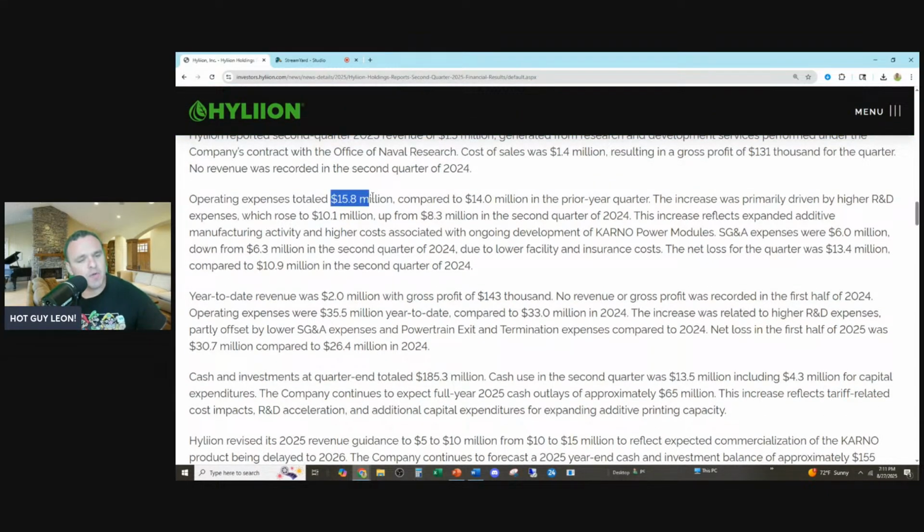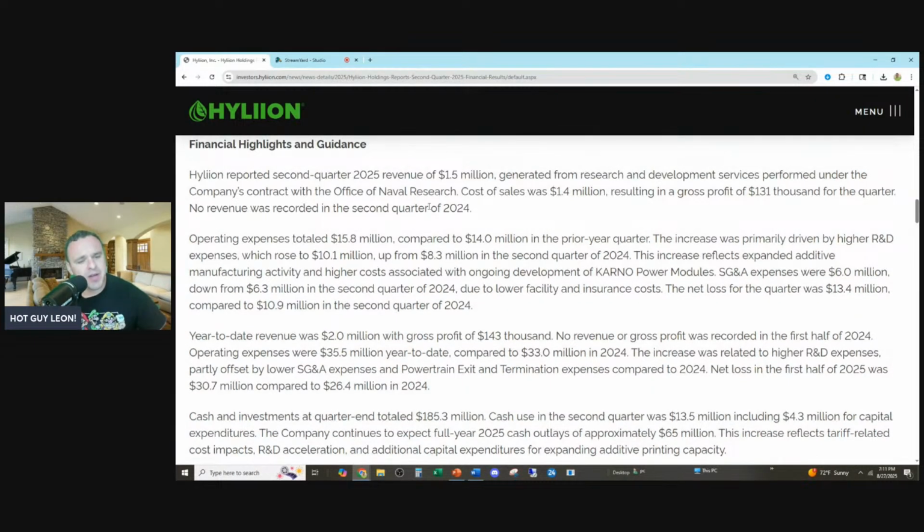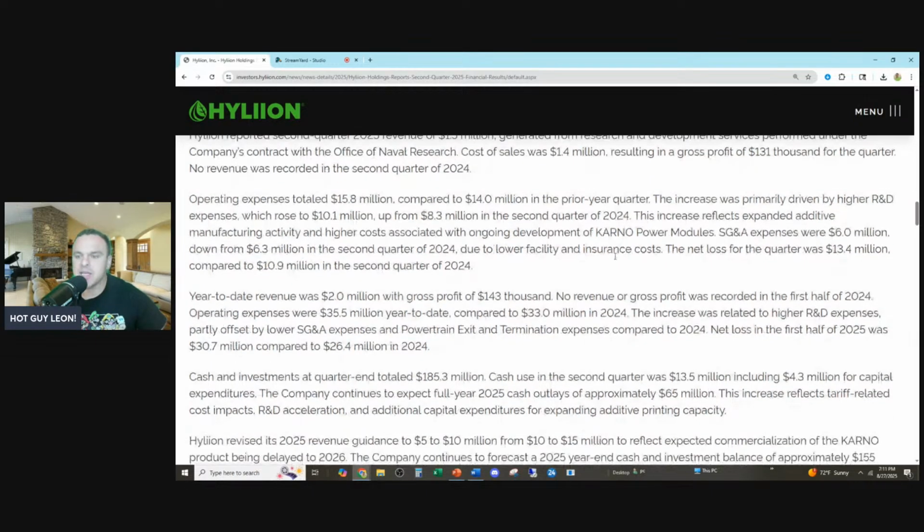Operating expenses totaled $15.8 million. They made $1.5 million of revenue, and their operating expenses were $15.8 million. So they had a gross profit of $131,000 and then expenses of almost $16 million. Wow, mega profits. The increase was driven by higher R&D. The increase reflects expanded additive manufacturing activity and higher costs. This company needs to go bankrupt. Please, God.